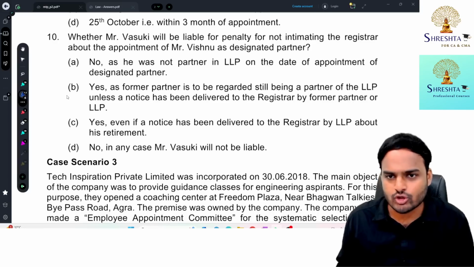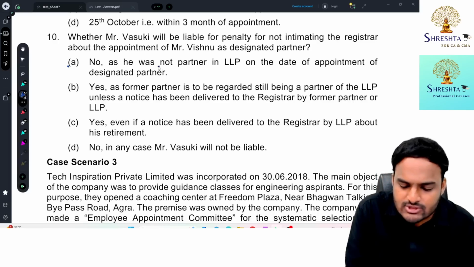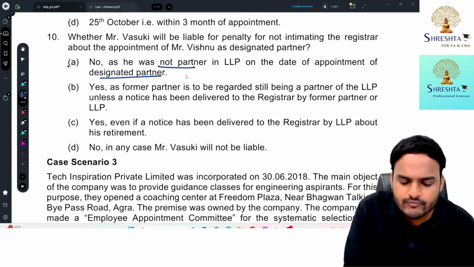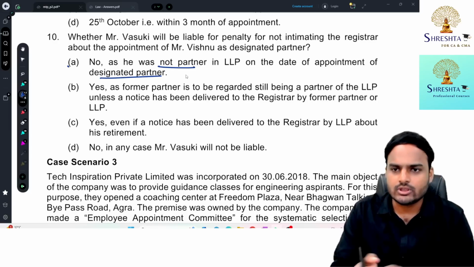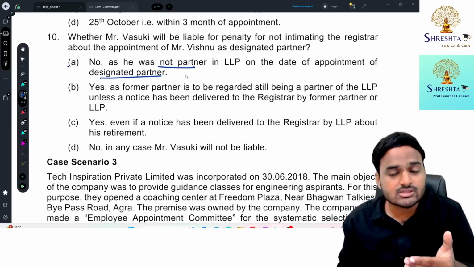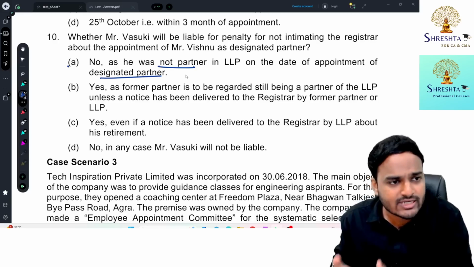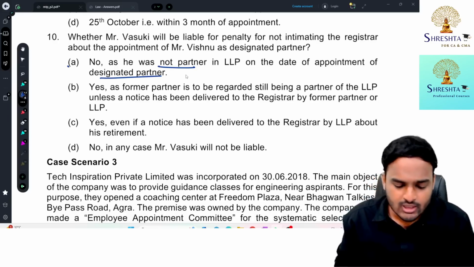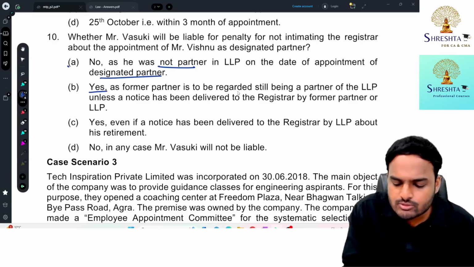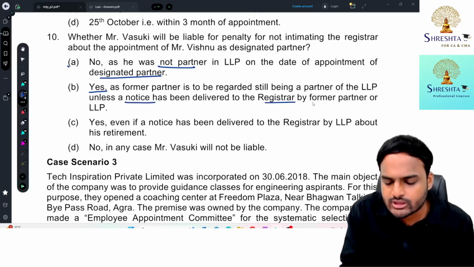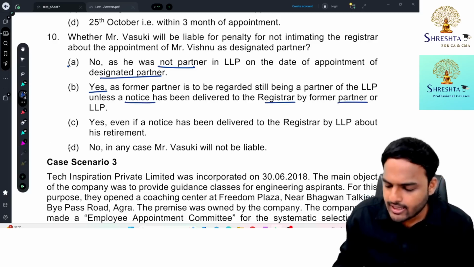So select the correct option. No, as he was not partner on the date of appointment of designated partner. Who told? He is a partner only. Sir, he gave resignation, sir. He gave resignation letter, but the resignation letter has not been registered with ROC, right? Yes, as former partner is to be regarded still being a partner of LLP unless a notice has been delivered to registrar by former partner or LLP.